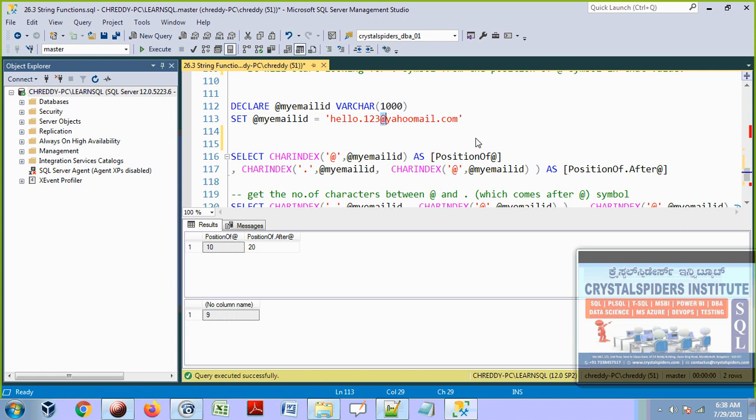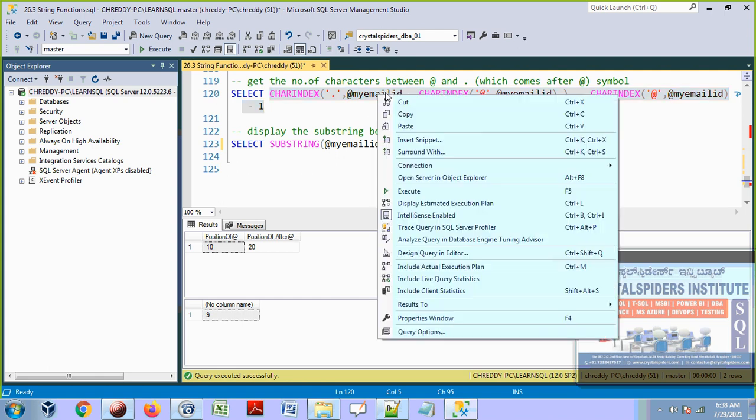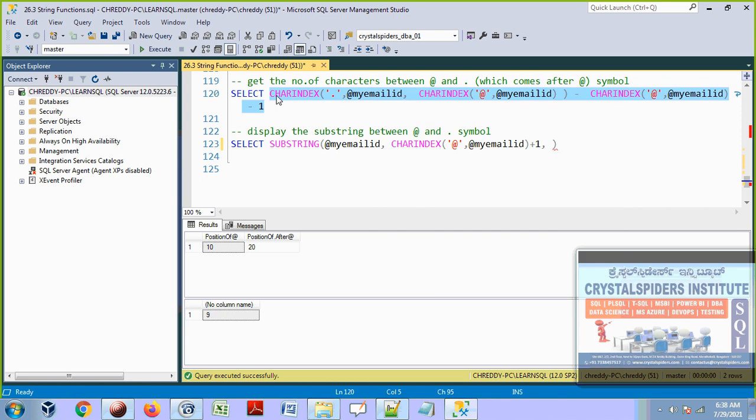Okay, see these logics. Now here we have to specify the number of characters. How many characters are there between the dot and the @ symbol? We already wrote that logic here. So what I am going to do is copy this whole logic, and this will give the number of characters between @ and the dot.